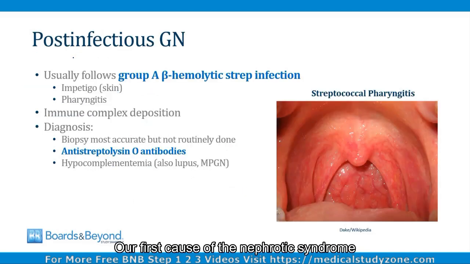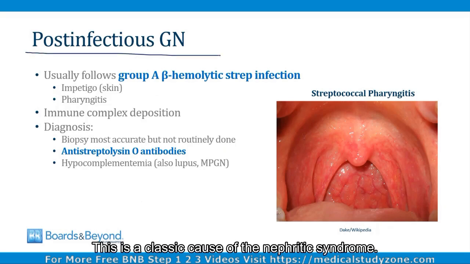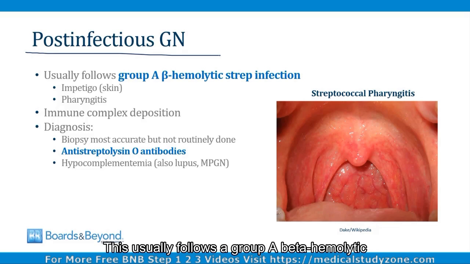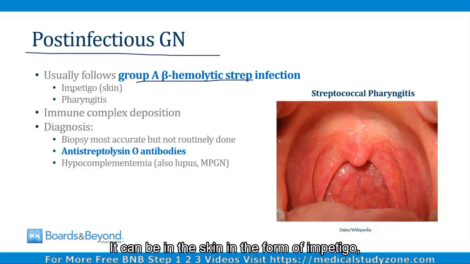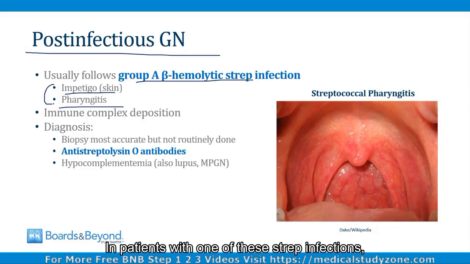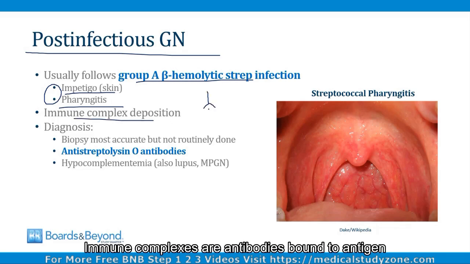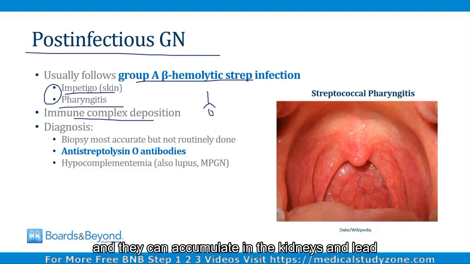Our first cause of the nephritic syndrome is post-infectious glomerulonephritis. This is a classic cause of the nephritic syndrome. This usually follows a group A beta hemolytic strep infection. It can be in the skin in the form of impetigo, but it's often in the form of pharyngitis in the throat. In patients with one of these strep infections, immune complexes form and deposit in the kidneys. Immune complexes are antibodies bound to antigen, and they can accumulate in the kidneys and lead to inflammation and nephritis.